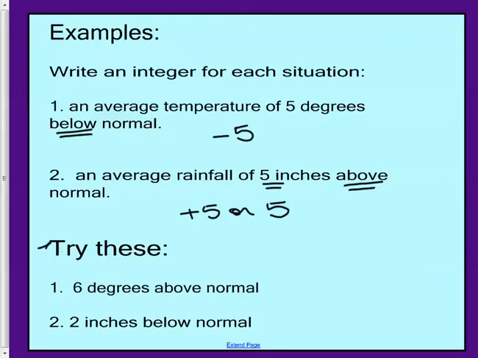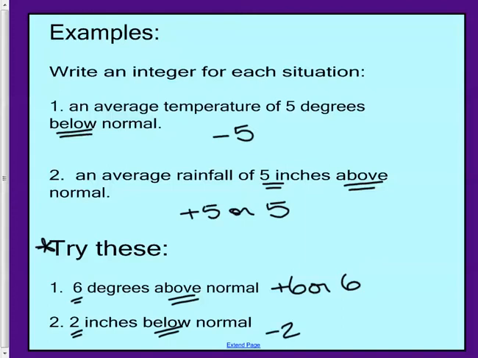You try these on your own. Pause the video and take a second to do this. I'll be back in just a second to show you the answers. Okay, make sure you had paused the video. Here we go. 6 degrees above means positive 6, or you can write it like this. 2 inches below means a negative 2.